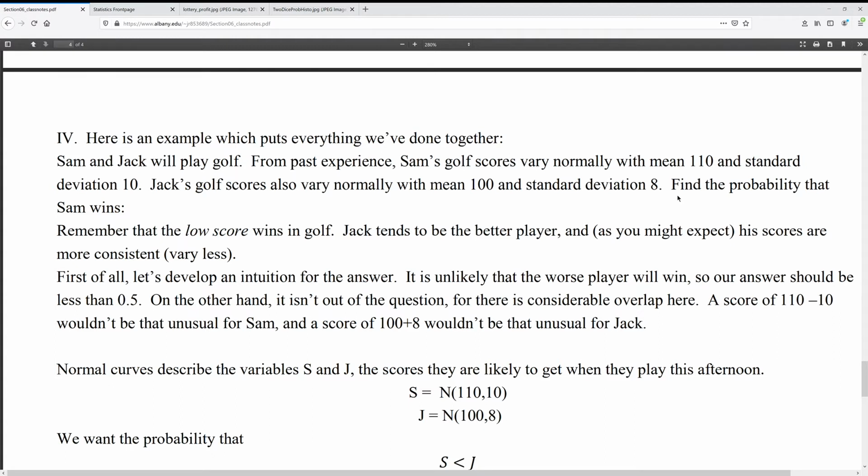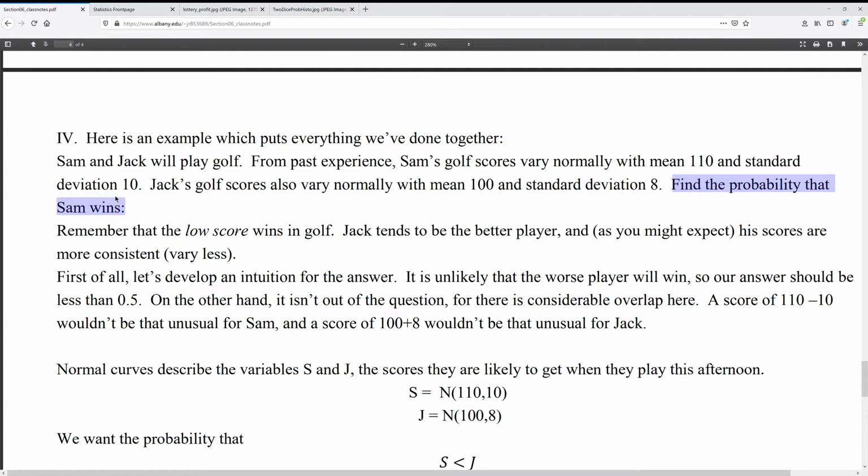Well, let's get a feel for that, okay? First, real world distractions here. Let's get a feel for this question. What is the probability that Sam wins? Now remember, Jack tends to be the better player in the sense that on average he gets a lower score. So if you had to bet, it would not be on Sam. The probability that Sam wins, it is the easiest thing in the world. If you've done any practice with these normal charts, and you probably should have, then you know that it is the easiest thing in the world to lose a sign, look at the wrong side of the chart.